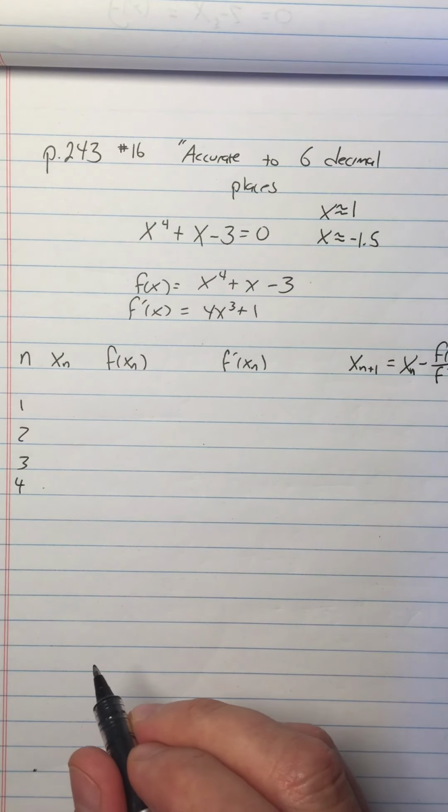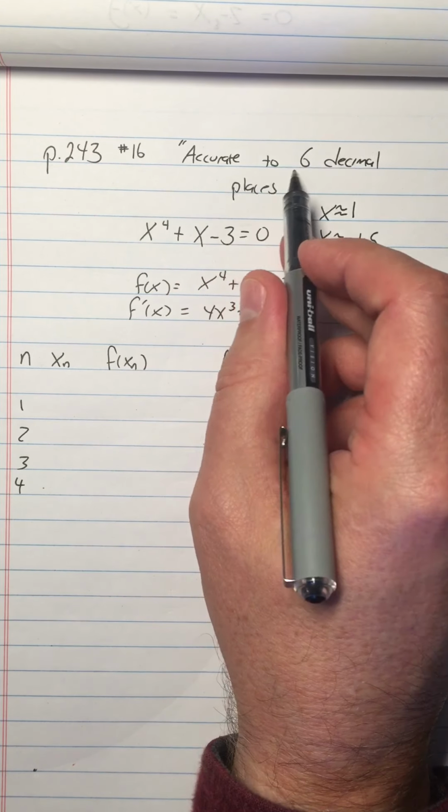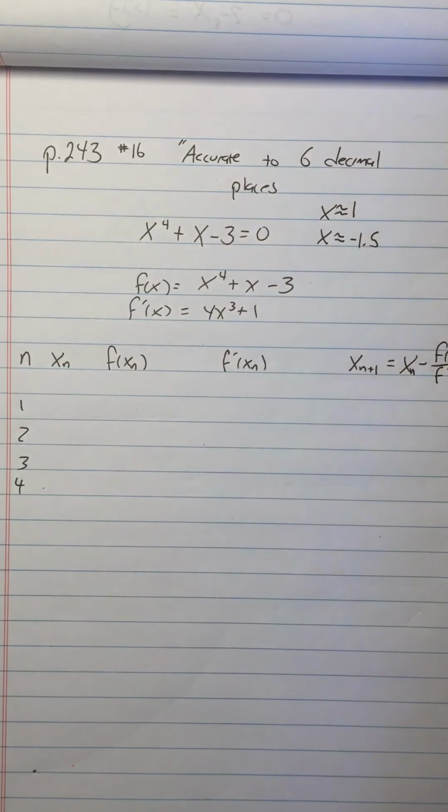Now, how do I know how many of them to do? The book says accurate to 6 decimal places. Well, how am I going to know when I'm accurate to 6 decimal places without knowing what the value was to start with? I will show you. All right, but first let's start filling out this chart.